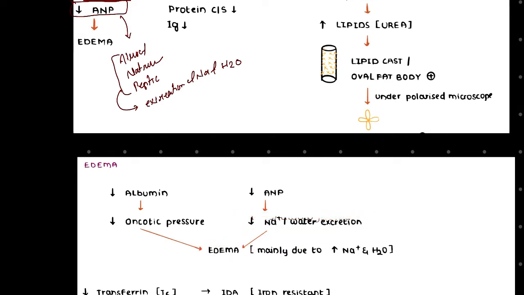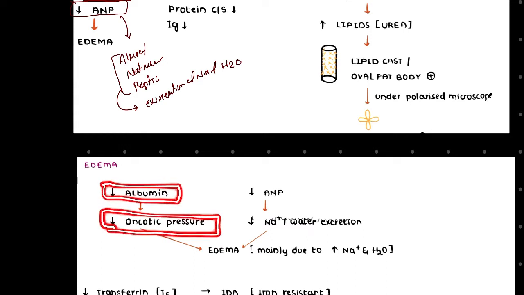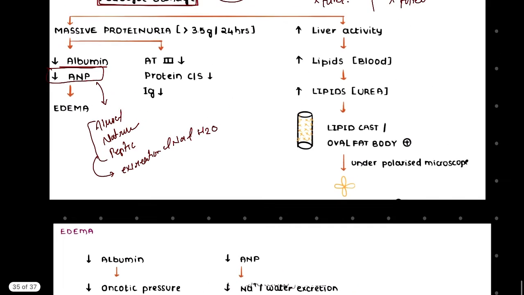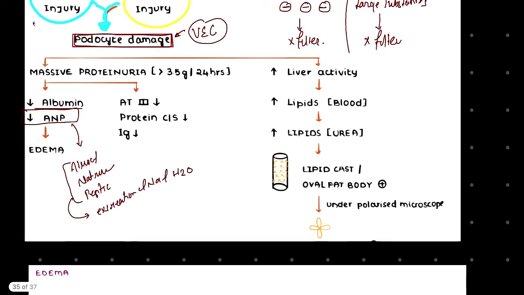And another mechanism is that there will be reduced albumin level, that will cause reduction in oncotic pressure, and that will cause a tendency of fluid to move into interstitial spaces, and that is what edema is. But out of these two conditions, the ANP, because of increase in accumulation of sodium and water, is the most dominant one. So this is what we need to know about edema.